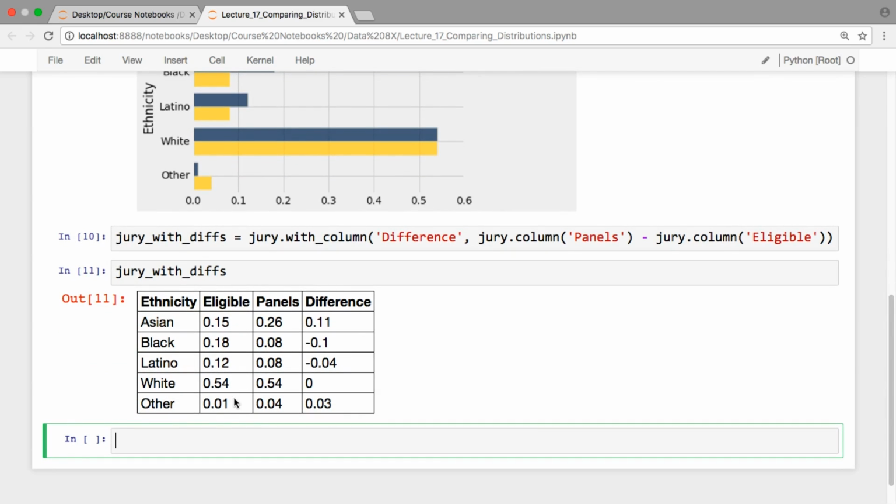So we have the differences. In one case it's 0, but then in the other cases there is some difference. Take a moment to look at the difference column. What do you notice? Look at the minus differences and compare with the plus differences.